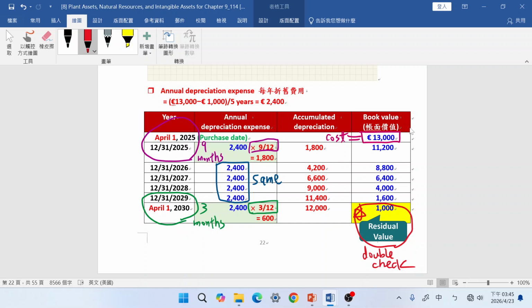Any questions? Yes. No? Okay. No problem? Okay, so that's the first method, straight line method.